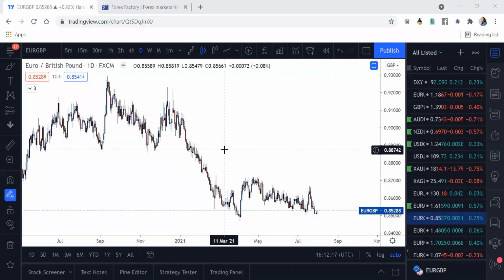So like I said, the first step is top-down analysis. And today I'm going to focus on Euro GBP with the top-down analysis. We're going to go through it. We're going to look at the steps in top-down analysis, and how to identify good, clean, healthy structure.